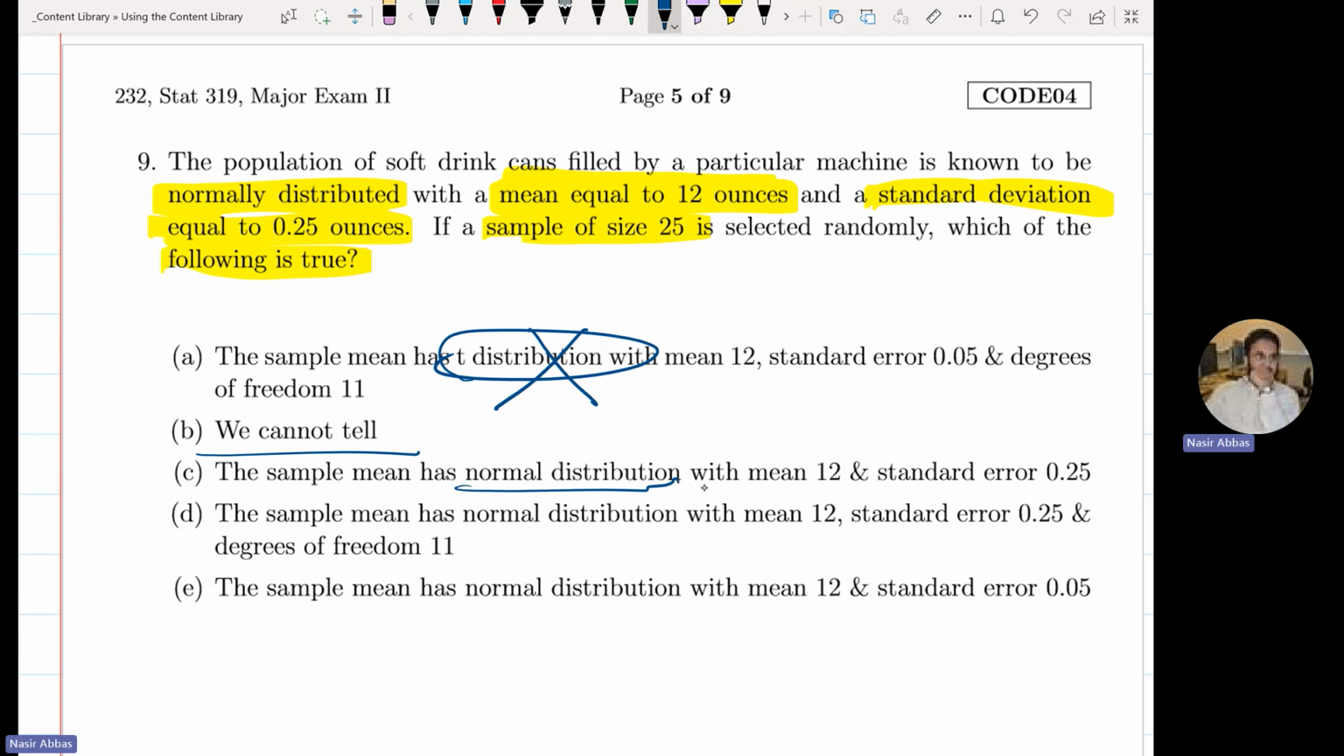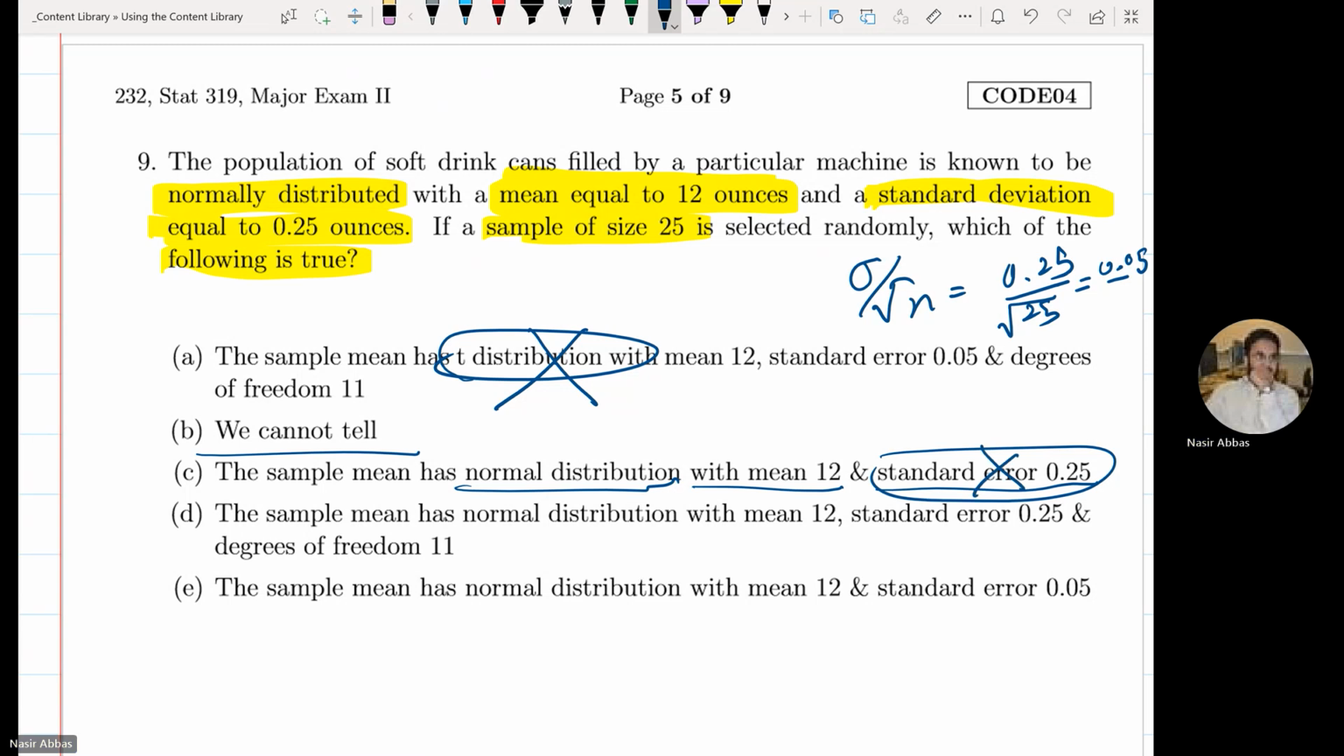This is true. With mean 12, was the mean of x also 12? So sample mean x bar also has mean 12. What about the standard error? Sigma over root of n. So my sigma is 0.25 over the square root of sample size 25. So this will be 0.05. So this is wrong. Standard error should be 0.05.